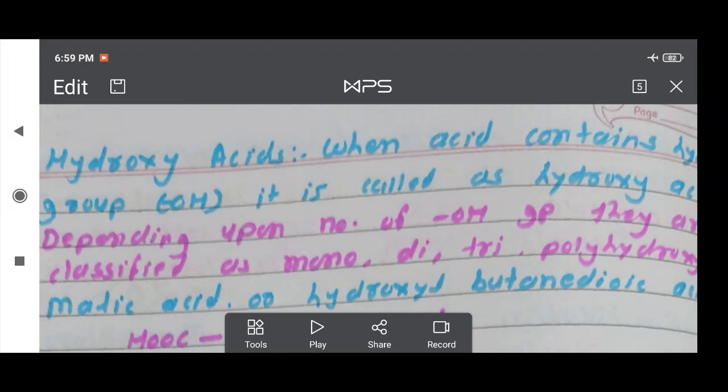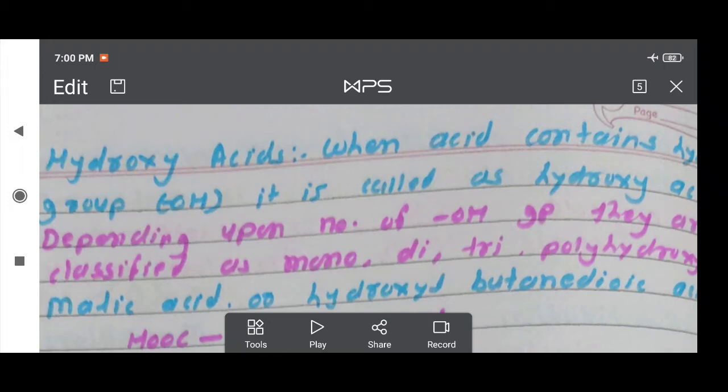Then after this we study hydroxy acids. First, the definition of hydroxy acid. A hydroxy acid is nothing but an acid that contains a hydroxyl group, that is the OH group. Hydroxy acids can be classified according to the number of OH groups present in their molecule. They are classified as mono, di, tri or polyhydroxy acids depending upon the number of 1, 2, 3 or more hydroxy groups in their structure.